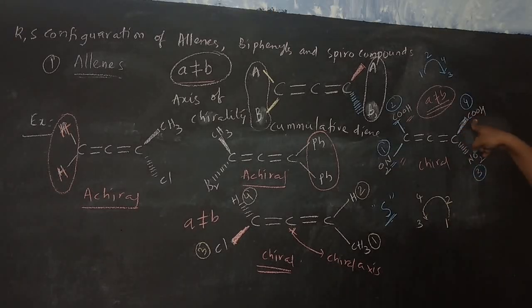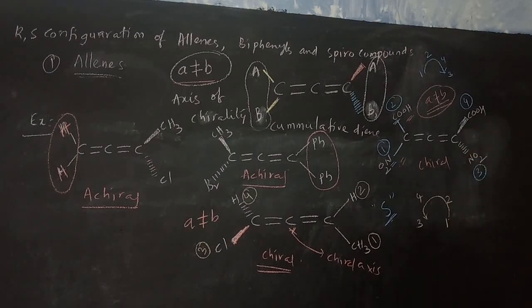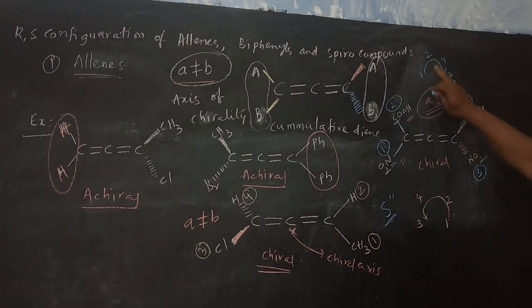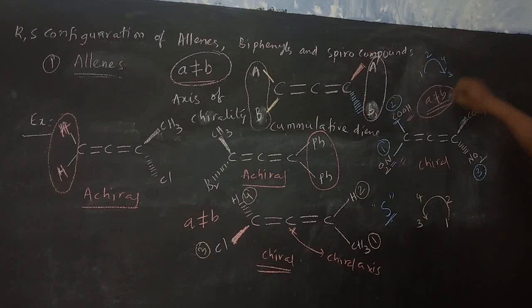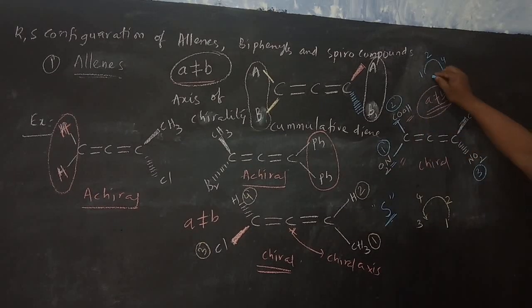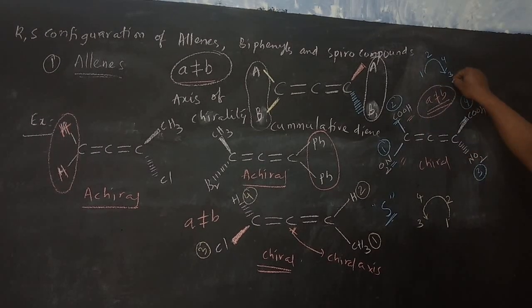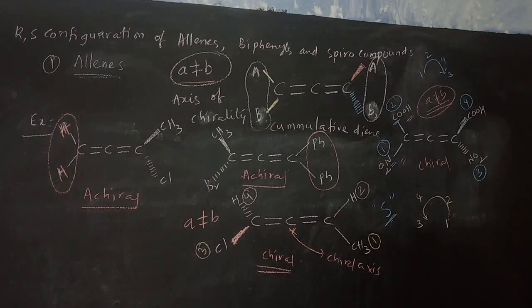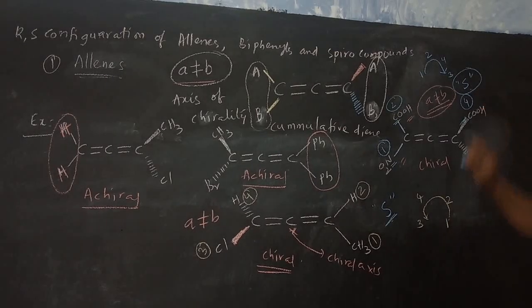Here this is the COOH. It is the least priority group which is present toward the observer. So we will take its inverse configuration. When we give the priorities like this, it is a clockwise direction, but we will take its counterclockwise direction, that is S. Because the least priority group is present toward the observer, we take its inverse configuration. That's why it shows S.